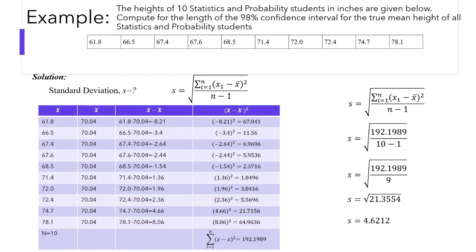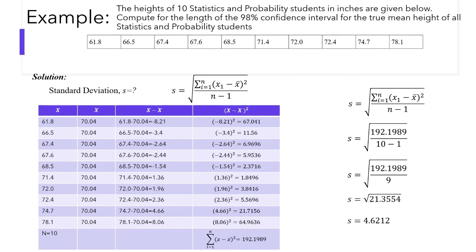So we have our first column, our data, that is your x: 61.8, 66.5, 67.4, 67.6, 68.5, 71.4, 72, 72.4, 74.7, and 78.1. The total number of our data is equal to 10. And our x bar, which we computed already, is 70.04 for our second column.